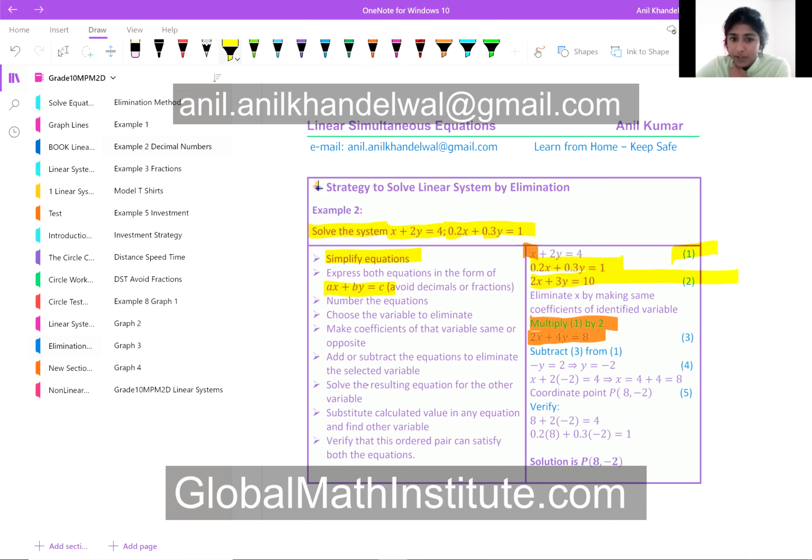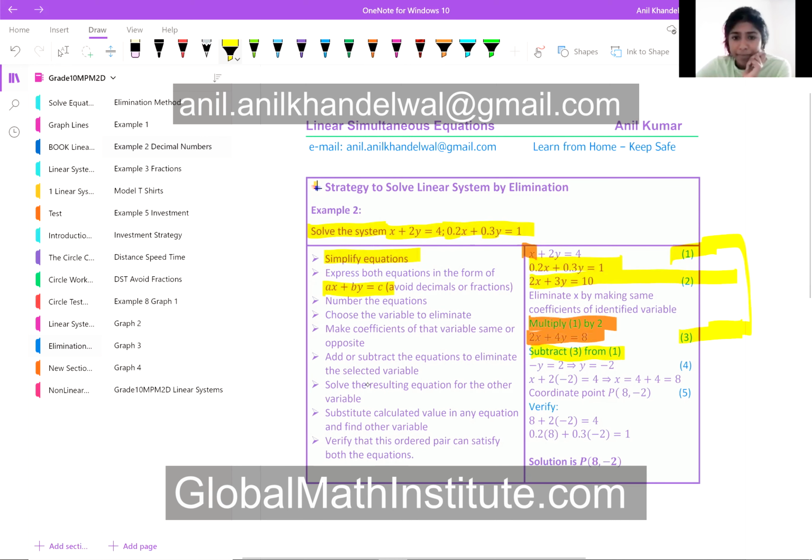Now both of the coefficients of x are the same, so we subtract. So subtract equation 3 from 1. So that would be 2 minus 2 would be 0, and then 4y minus 3y. Oh, you did it the other way. Well, it doesn't really matter. Either way, you just get it right. 3y minus 4y is minus y equals 10 minus 8, which is 2. So that means y is minus 2.